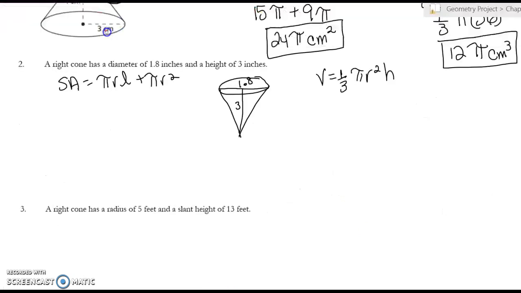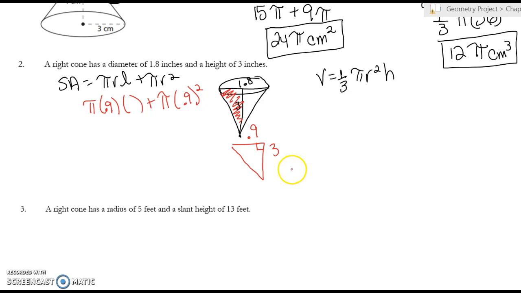Okay, so the things that you could have plugged in, you should have been able to plug in your R, which is 0.9, because it's half of the diameter. Probably don't know your L yet, your slant height, so we'll find that. Okay, so if you notice, I have a right triangle right here. And this is 3, and this is 0.9. So now I'm just going to do Pythagorean theorem. I don't know the slant, so that's x. So 3 squared plus 0.9 squared equals x squared.